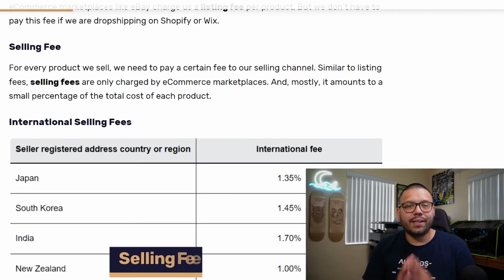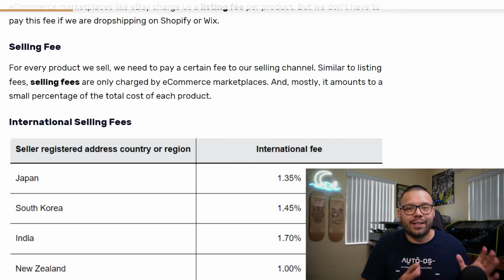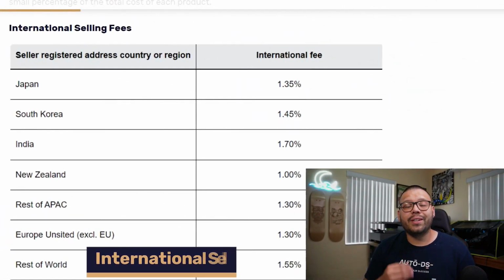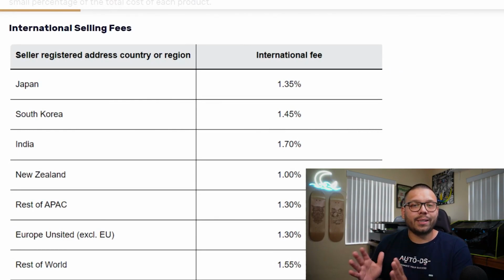Next up, we have selling fees. Now, selling fees are going to come in the form of a small percentage per transaction. For the most part, though, these are going to be pretty much in any marketplace that you sell on, with the exception of a few. Now, related to selling fees, you're also going to have international selling fees, which typically are going to be either a little bit more or they're going to be a separate fee altogether. So let's say you're in the US and you make a sale in Europe. You're going to be charged about 1.30% as an international selling fee.